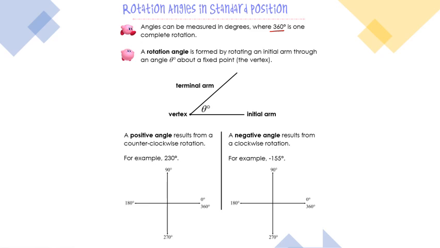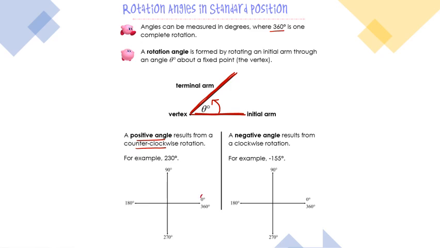A rotation angle is formed by rotating from an initial arm up to a terminal arm, which is where you end, and then the angle in between those two arms is your angle theta. A positive angle results from a counterclockwise rotation.